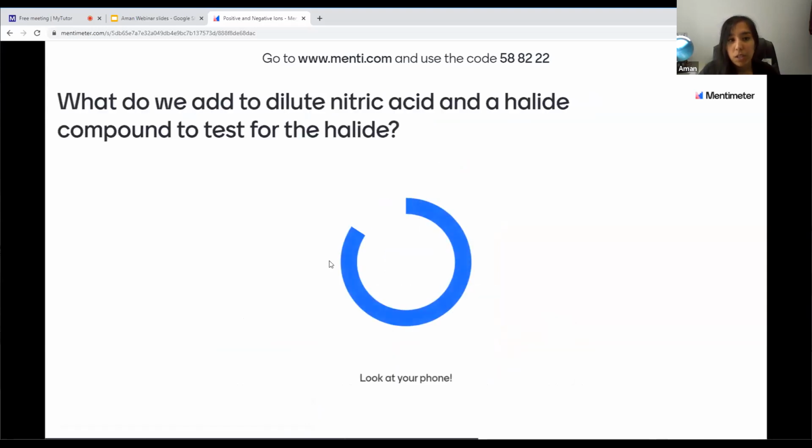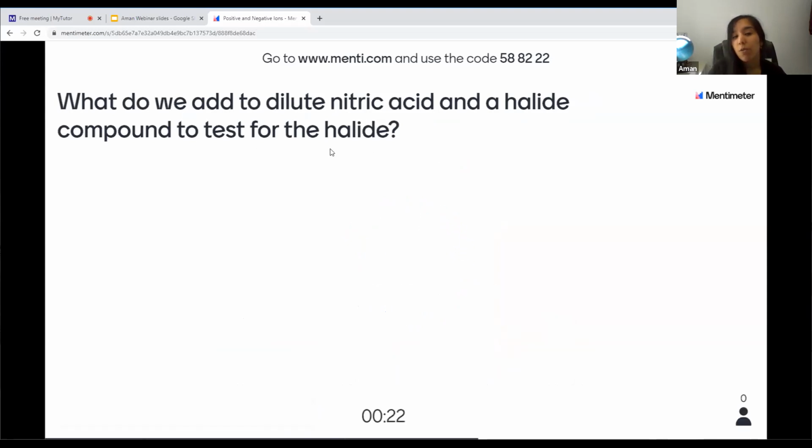Okay, so the next question is here. So what do we add to dilute nitric acid and a halide compound to test for the halide? So you have to type your answer in this time. So what is the solution that we add to the halide to test for that halide? So we add dilute nitric acid and then we add something else afterwards. And that something else we add is the solution that tests for the actual halide.